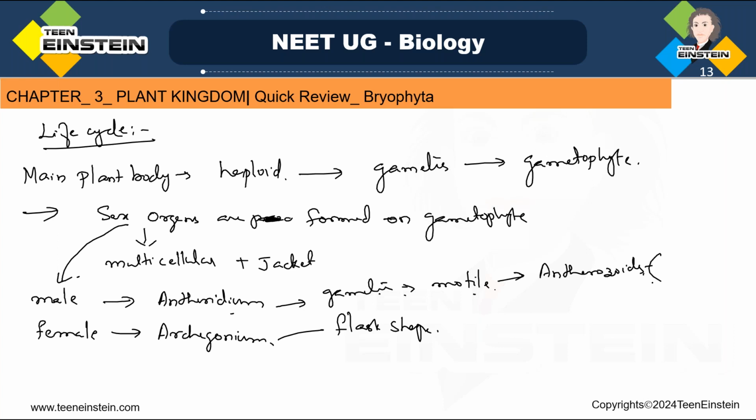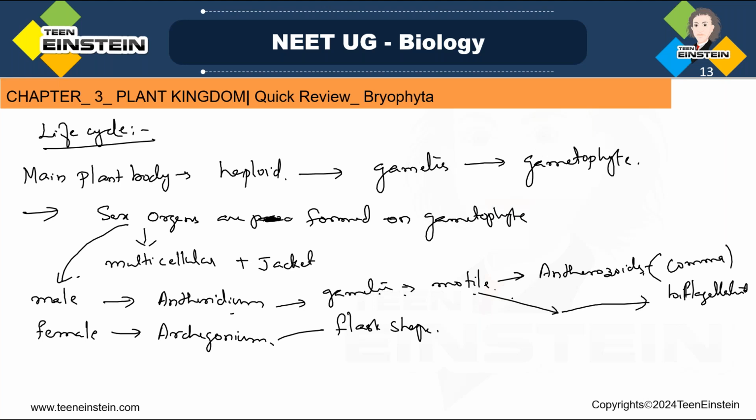And these androzoids, in what shape are they usually present? Usually they are in comma shape. And they are biflagellated. We said they are motile, androzoids are motile, with two flagella. They are biflagellated. Okay.